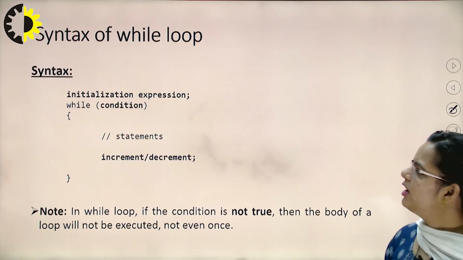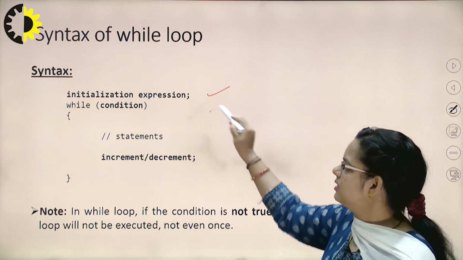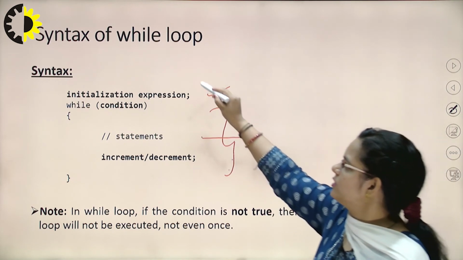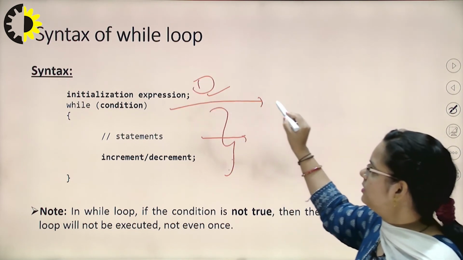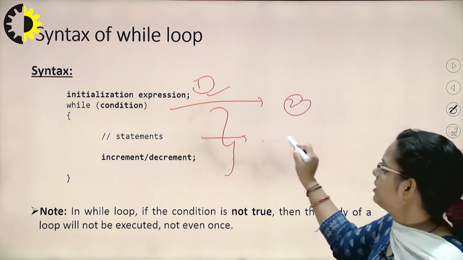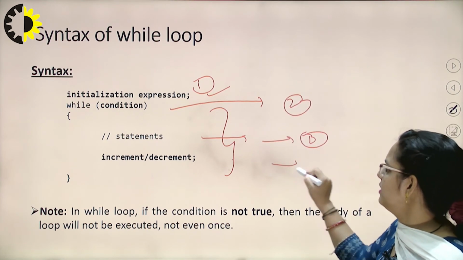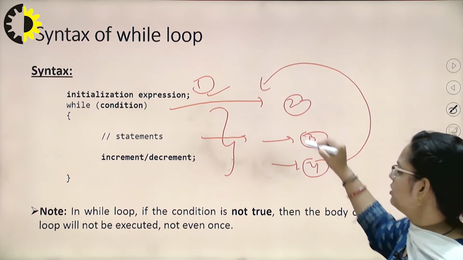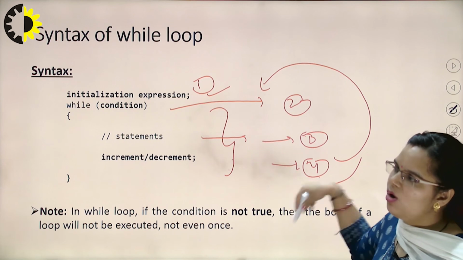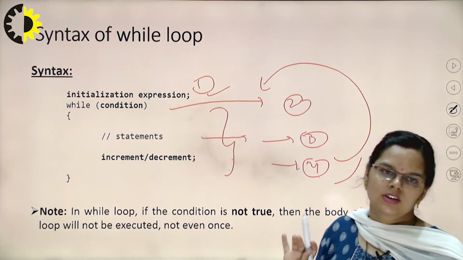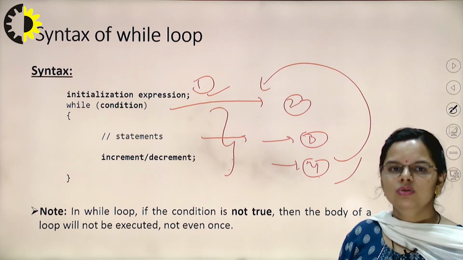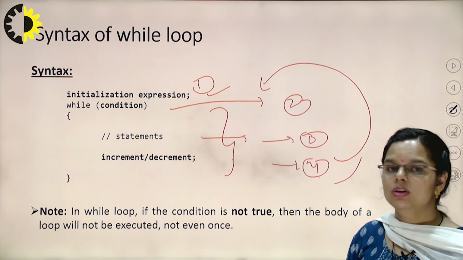The syntax of the while loop is this: initialization, this is the expression, here the statements, and the increment or decrement. The first step is the condition. Second step, if the condition becomes true, the statements are executed, and then the updation. Again, if the condition is true, these steps keep executing until the condition is false. So in a while loop, if the condition is not true, the body of the loop will not be executed, not even once.